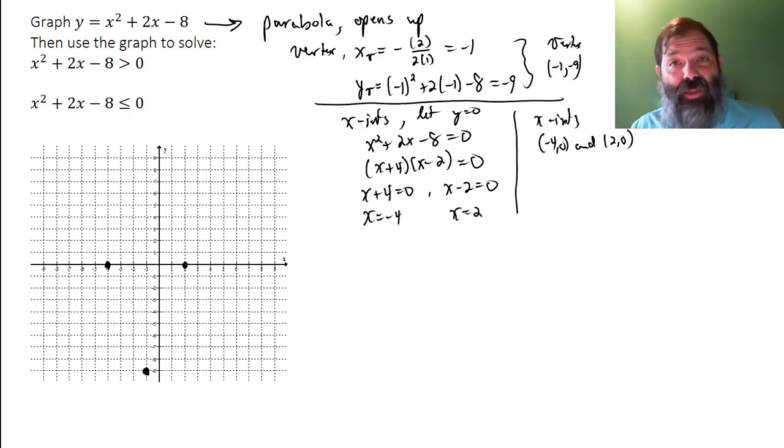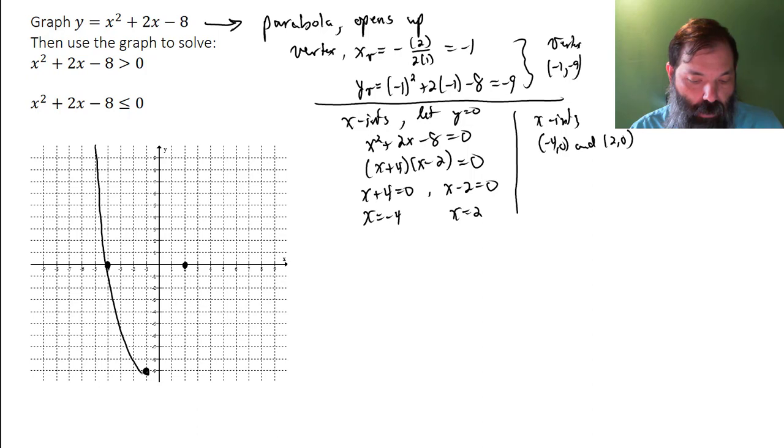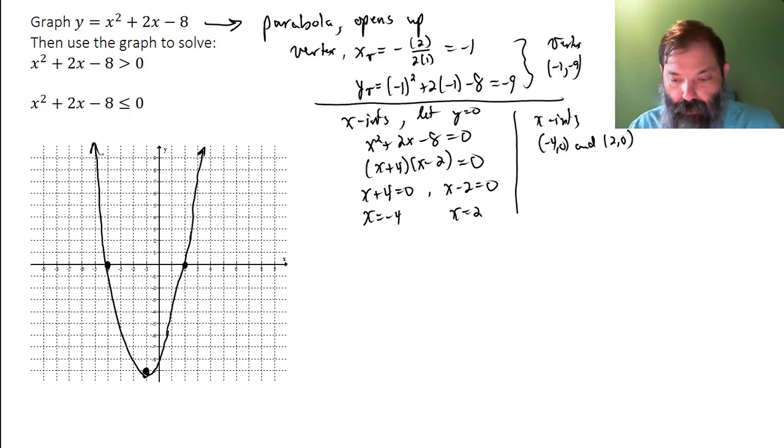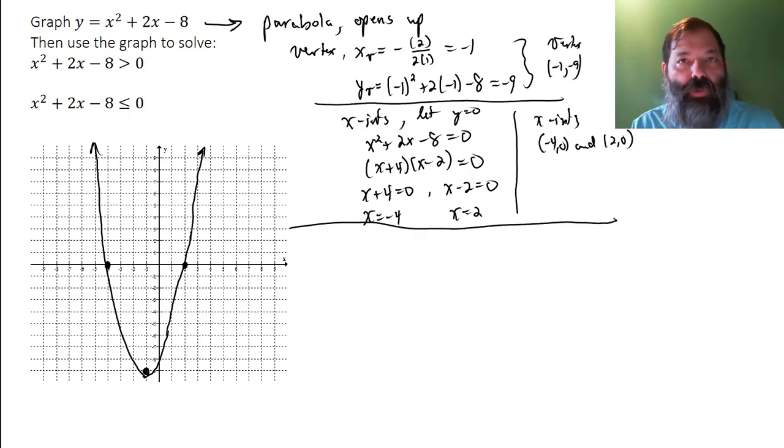And you know what? I think that's enough information to get a reasonable sketch of the curve. I know it's opening up. I've got the x-intercepts. So the function looks roughly like this. I've got the parabola opening up. That's enough for the curve. We can find more points and add more detail, but I think that'll be sufficient.